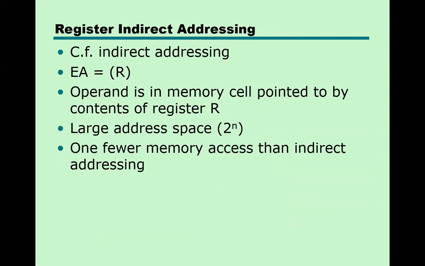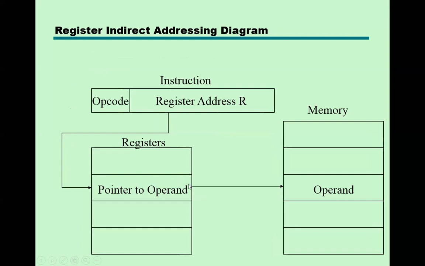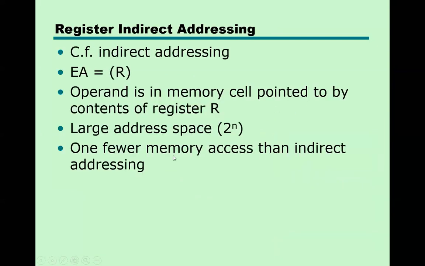Again here, as we have discussed earlier, what is the advantage of indirect addressing? A large address space is available in indirect addressing, because you will get two combinations here. One is from the register and one is from the memory. So by this combination, a large address space will be available in indirect addressing mode.